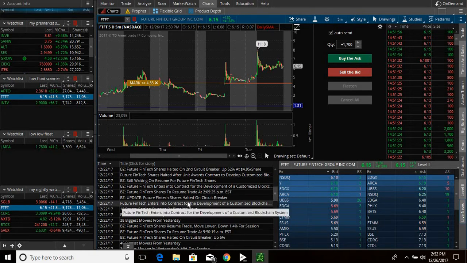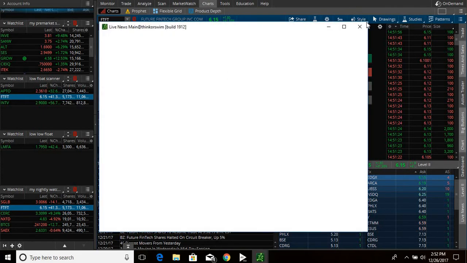See right here on Friday, Future FinTech enters into a contract with a customized blockchain. So this thing's in the cryptocurrency crazy world right now, and it's a low float, 2.8 million float, which means the supply is not that much when you think about it. So I'm like, okay, this thing could possibly move. On Friday, this thing went from $3, at 12 or 1 o'clock in the afternoon, to $4. Broke 5, broke 6.